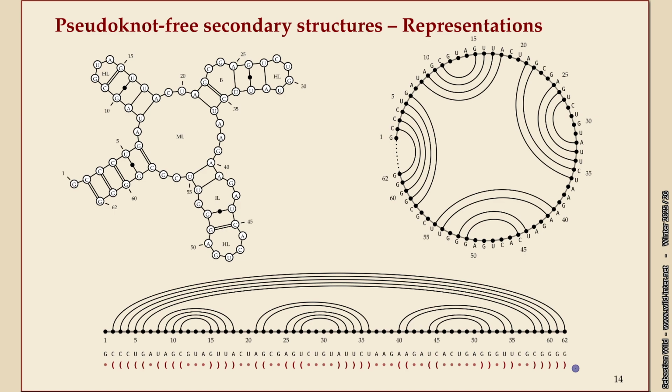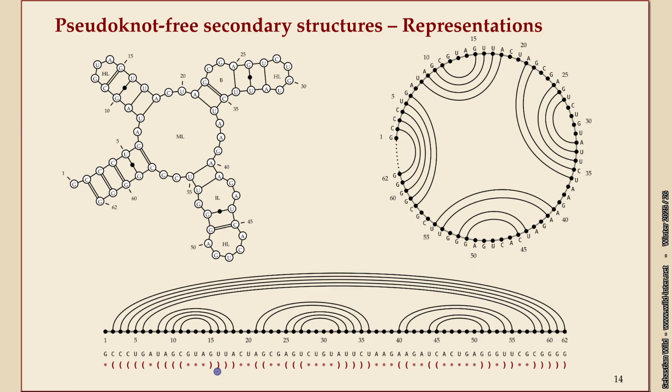Yeah, also note that precisely the fact that these arcs are all above the line and don't cross means that you just have to find the corresponding parenthesis. The matching parenthesis is your partner in the matching.